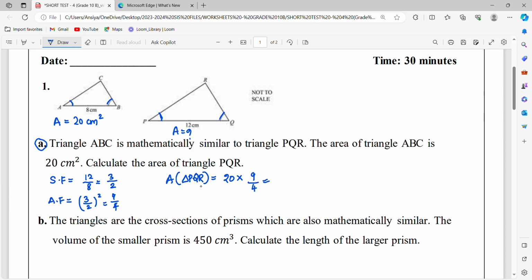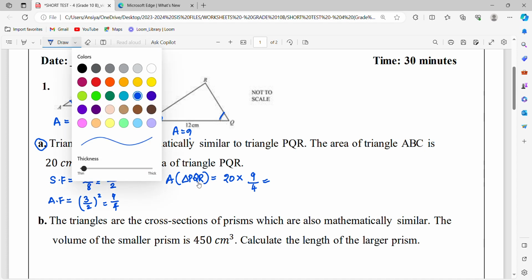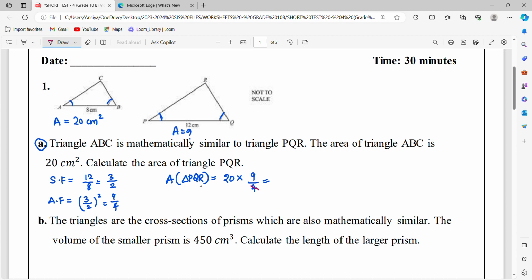We can try it without a calculator. We can cancel 4 and 20, for both the 4 times table, 1 and 5, and then the remaining is 5 times 9, which is 45 centimeters square. That will be the area of the larger triangle: the area of the smaller triangle times the area factor.